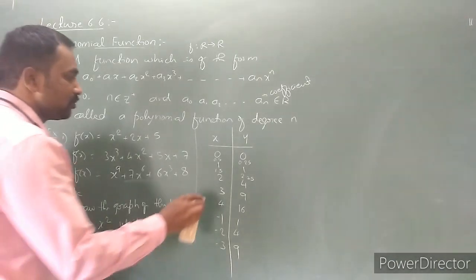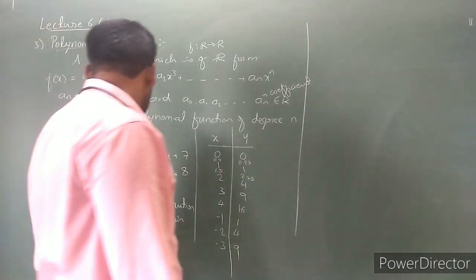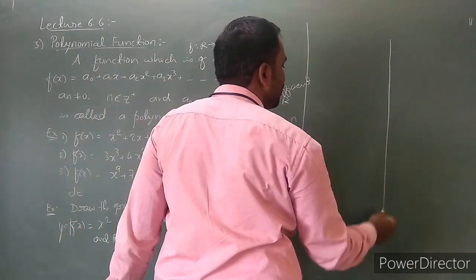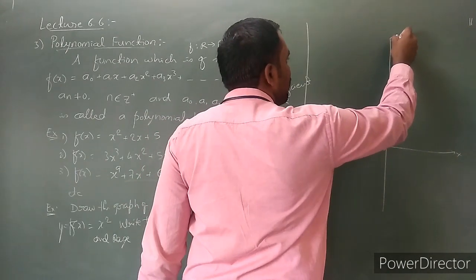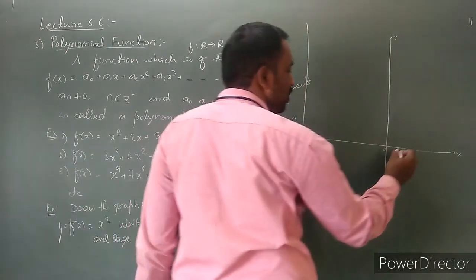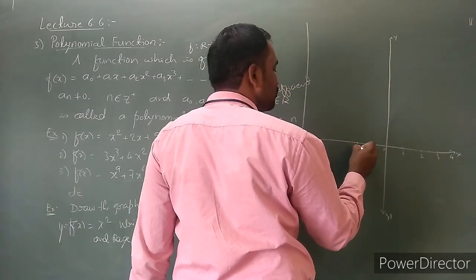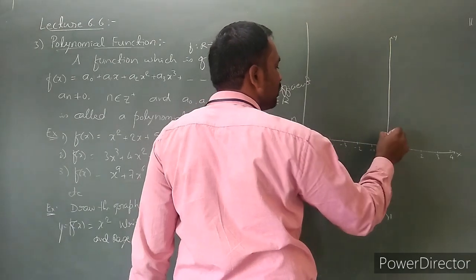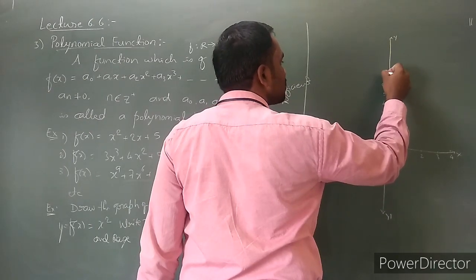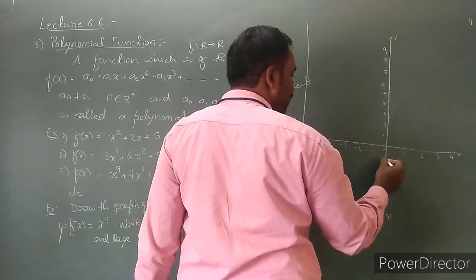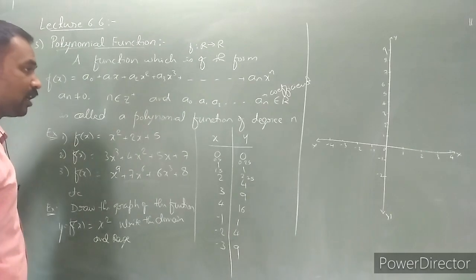Now, we need to draw the graph of the function. I just consider the xy coordinate plane. This is the positive x-axis, negative x-axis, positive y-axis, negative y-axis. On the x-axis, 1, 2, 3, 4, and so on. Negative side, -1, -2, -3, -4, and so on. Here it is 1, 2, 3, 4, 5, 6, 7, 8, 9, and so on. Negative side, -1, -2. That's enough because negative values are not there.